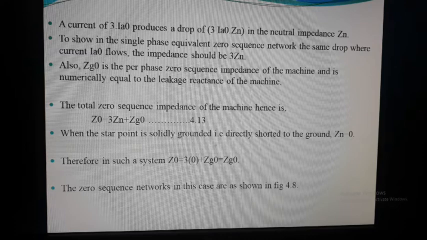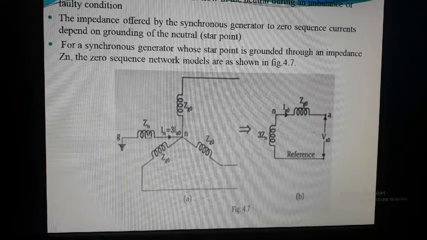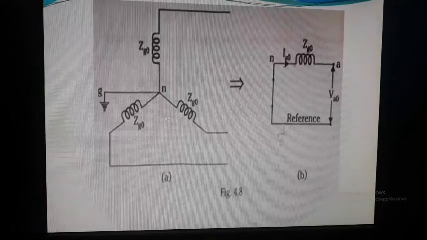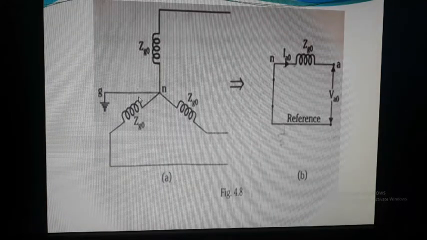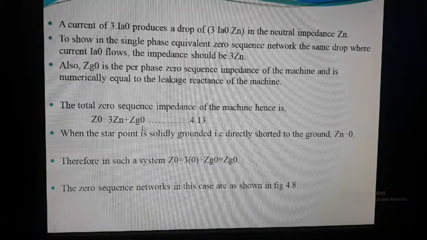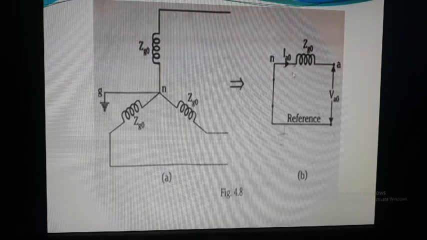When the star point is solidly grounded, without this neutral impedance, there is no neutral impedance. Therefore, the zero sequence impedance is just Zg0. It does not include the ground impedance, only Zg0. Z0 is 3Zn + Zg0; as Zn is 0, substituting, we get Z0 = Zg0. The zero sequence network in this case is shown in this figure. When solidly grounded, this becomes the three-phase representation, and this is the single-phase representation.